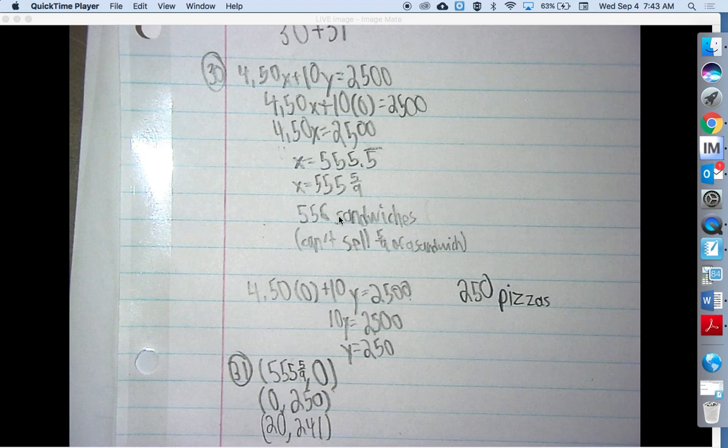And to get the x-intercept, I substituted in 0 for y, and then got 4.5x equals 2,500, and then you get 555.5 repeating, or 555 and 5/9. But since you can't sell 5/9 of a sandwich, the answer is 556.